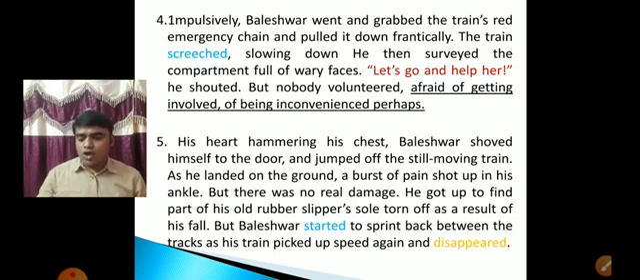Look at the word there, frantically, with no hope. He pulled the chain frantically in the sense that he didn't have hope whether the train would stop. But he tried to stop the train by pulling the emergency chain. Did the train stop? The train screeched, slowing down. Look at that. The train screeched, slowing down. Screeched in the sense? Yes.